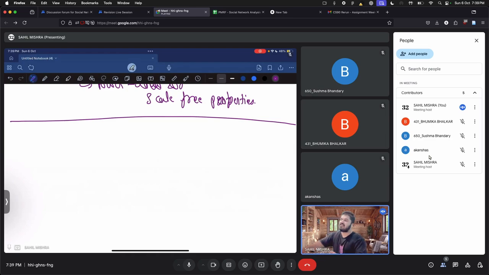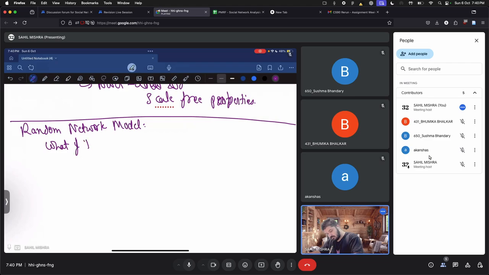So I will just go into the basics of these network models. I will not go into the mathematics, because that mathematics, you obviously know, is not easy to frame as a question and ask as an MCQ. So first is the random network model. What if I create a random network that follows these three properties?